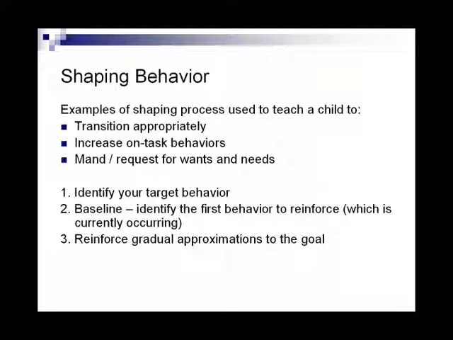But for shaping behavior, the 3 steps for doing that procedure are to identify your target behavior and identify your baseline. So your target behavior in the transition would be 30 steps all the way to the car. Your baseline would be what he's currently doing, which is holding my hand when I say, come here, can you hold my hand? And then the 3rd step would be to choose gradual approximations and begin reinforcing.